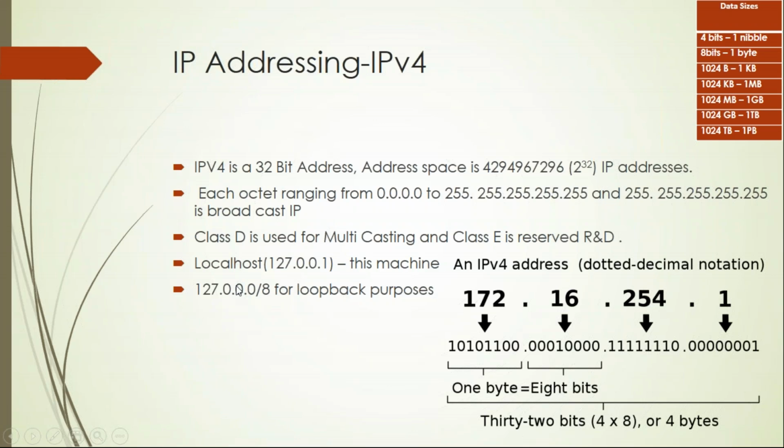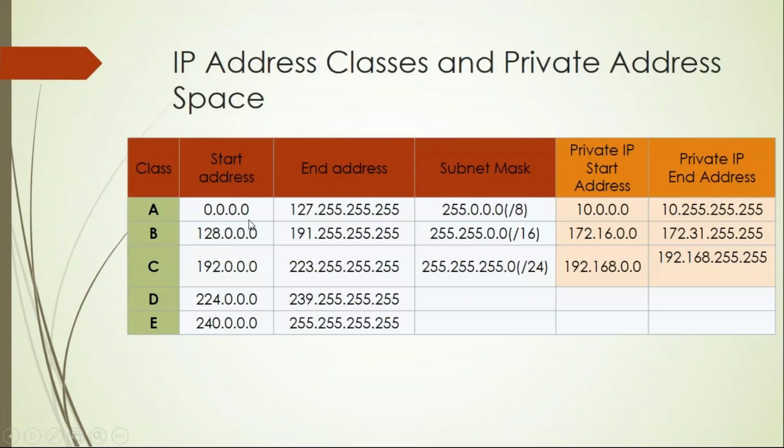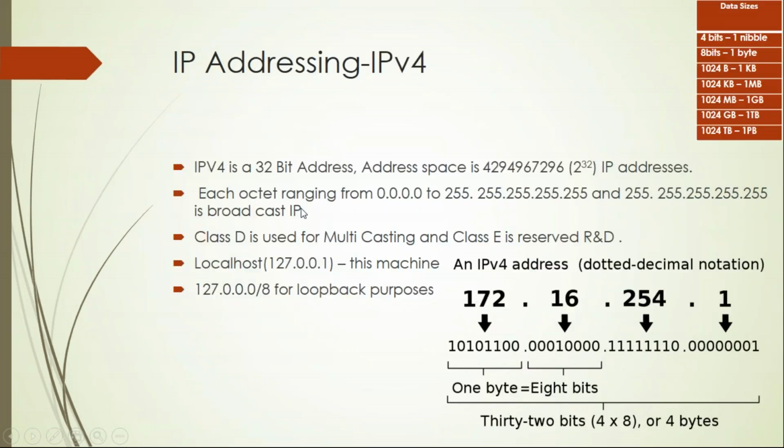So it is fixed. Generally, as per the theory and documentation, the complete 127 series is assigned for loopback IP addresses, but 127.0.0.1 is the one we use. That is the only IP address we use for loopback. We also call this localhost. Whenever you type this IP address, it connects to the machine you are sitting in and using. So that represents this machine.